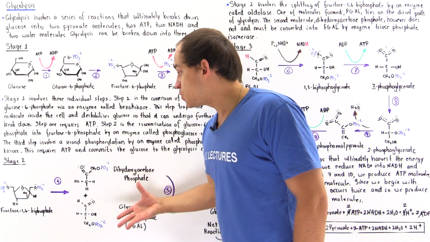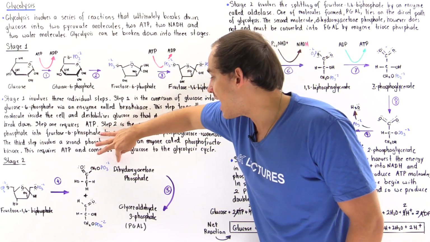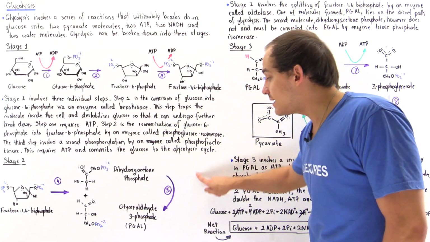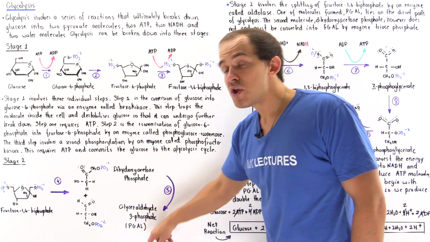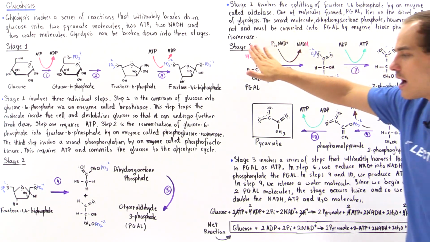So in stage 2, the second step, the 5th step, is to take the dihydroxyacetone phosphate and transform it into the PGAL by using an enzyme known as triose phosphate isomerase.